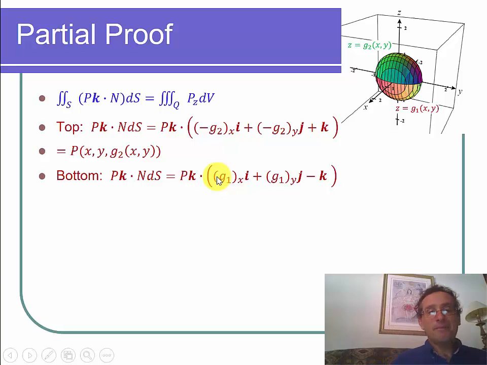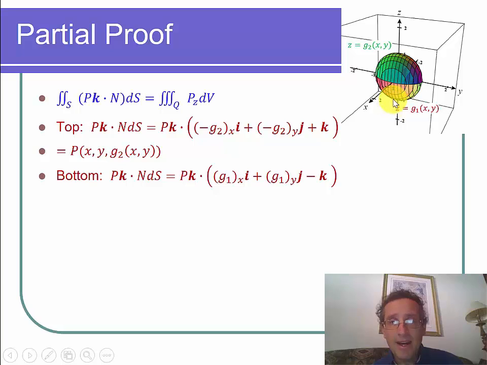Now let's work on the bottom. Same idea, except now when we're talking about the unit normal vector, since it points outwards, that's downwards on this bottom area. Because it's downwards, I have a negative k, and we have positive first derivatives. So we could say that pk dot n ds is equal to pk dot g1 sub x i, plus g1 sub y j, minus k.